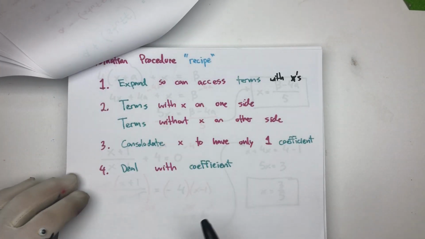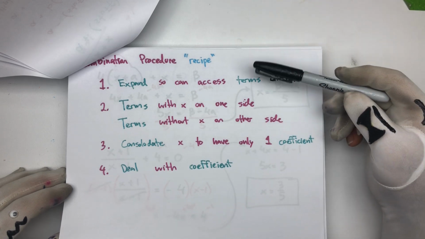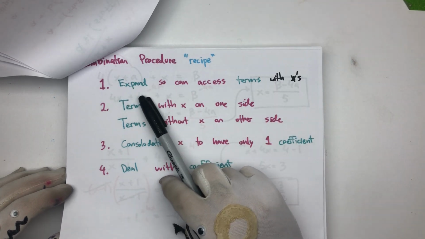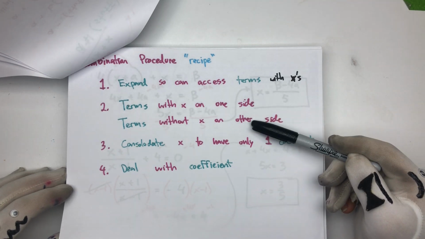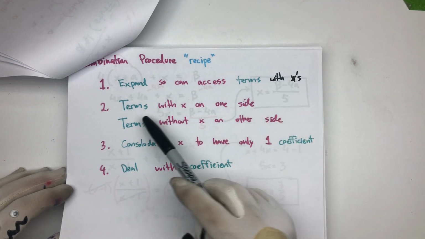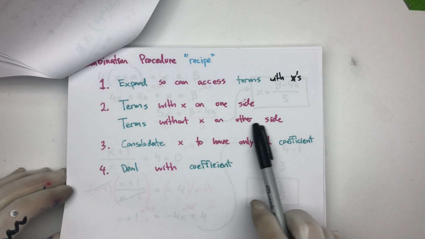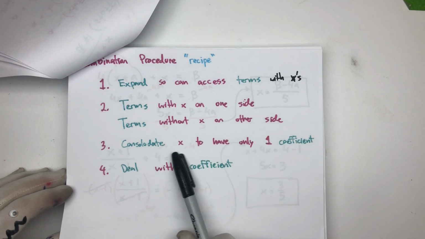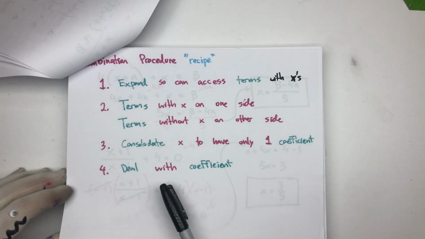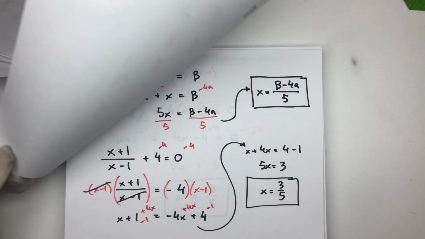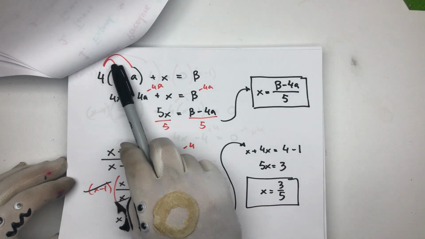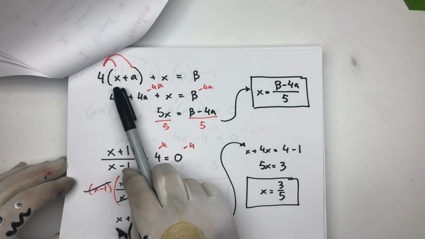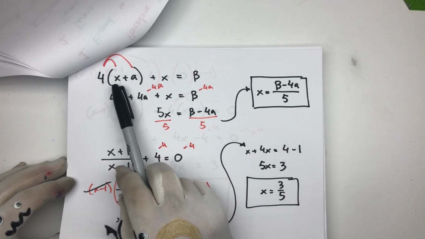So the new recipe is you have to expand all brackets so you can access the terms with the x, and then we're back on to what we did before, where you move all the terms with x to one side, you move all the other terms to the other side, and then you consolidate your x's, but we'll talk about that, and then you deal with the coefficient. So here we go. You have an x inside the bracket. You have to multiply this into there to get the x out.